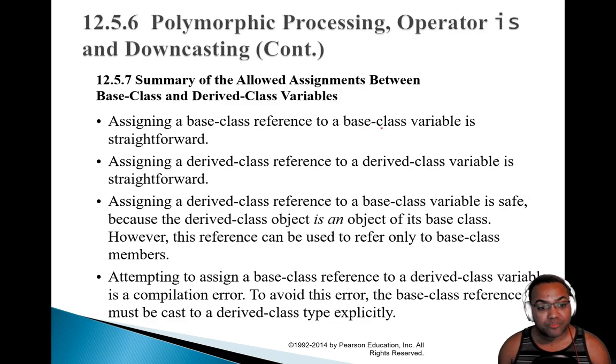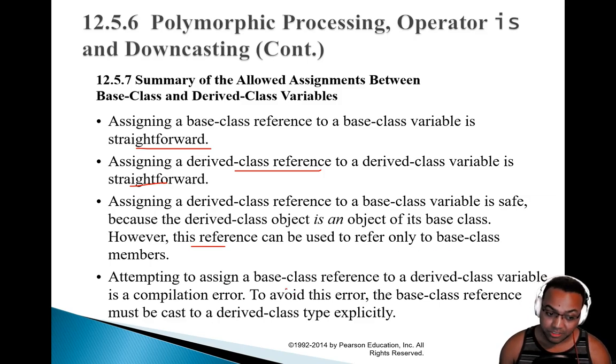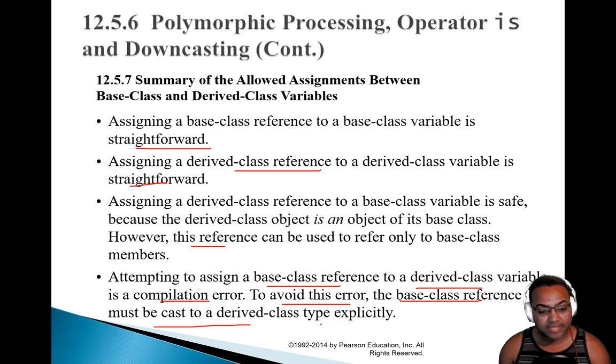Assigning a base class reference to a base class variable is straightforward. Assigning a derived class reference to a derived class variable is straightforward. Assigning a derived class reference to a base class variable is safe because the derived class object is an object of its base class. However, this reference can be used to refer only to the base class members. Attempting to assign a base class reference to a derived class variable is a compilation error. To avoid this error, the base class reference must be cast to a derived class type explicitly.